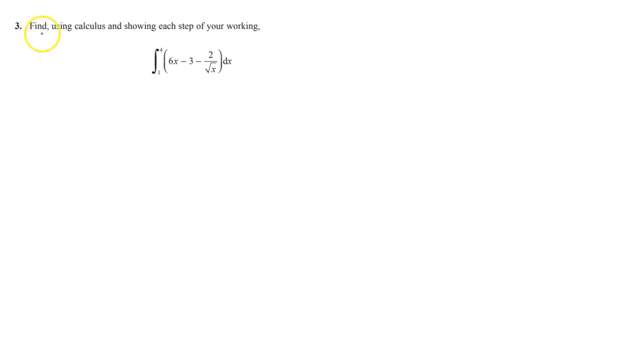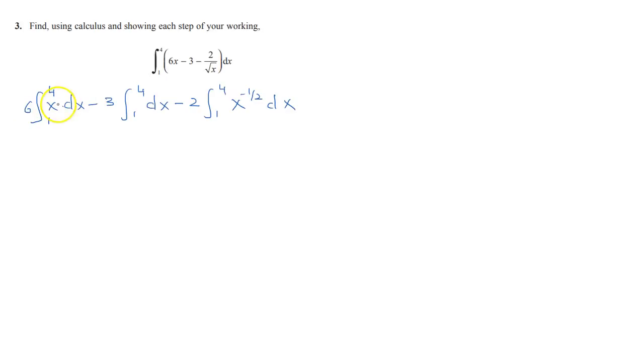Question number 3. Find, using calculus and showing each step of the working. So this is the integral from 1 to 4 of 6x dx, minus 3 times the integral from 1 to 4 of dx, minus 2 times the integral from 1 to 4 of x to the power minus half dx.